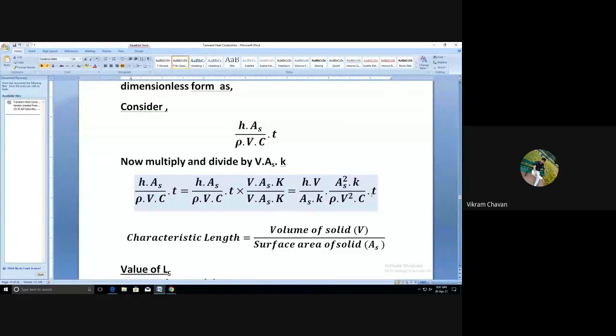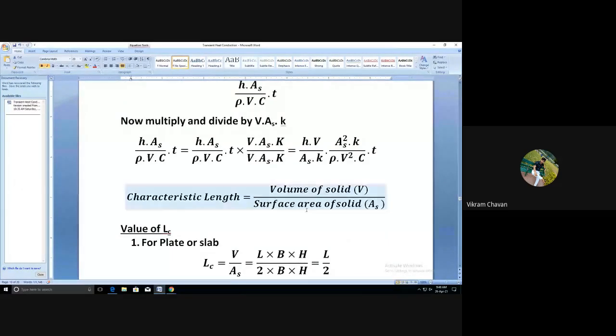Now here we are going to introduce one more term, that is the characteristic length. The characteristic length for any solid or any object is nothing but the volume of that object divided by the surface area of that solid. It is represented by L suffix C. Remember this, characteristic length is the volume of solid divided by surface area of solid.